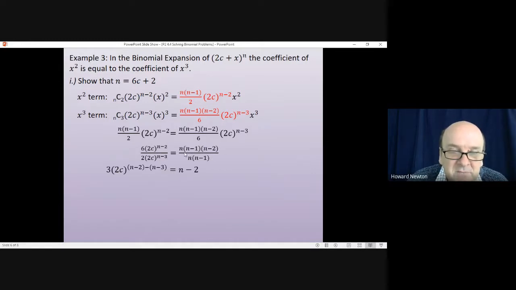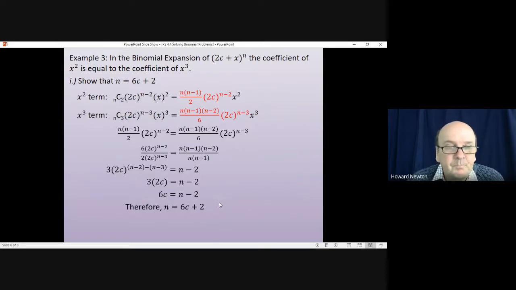Looking at the right-hand side, first of all, these two n's cancel with each other. These two n minus 1s cancel with each other. So that just leaves me with n minus 2 on the right-hand side. On the left-hand side, I've got 6 divided by 2, which is 3. And then I've got 2c to this power divided by 2c to this power. Well, I'm just using the normal rule for powers here. If you've got one power divided by another, you subtract the two powers. So I'll get n minus 2, the top power, take away n minus 3, the bottom power. N minus n is 0, minus 2 minus minus 3 is minus 2 plus 3, which is just 1. So the left hand simplifies to just 3 times 2c, which equals n minus 2. Multiplying the brackets gives me that, and rearranging that gives me what I was asked to show, that n equals 6c plus 2. Okay, a lot of work then.